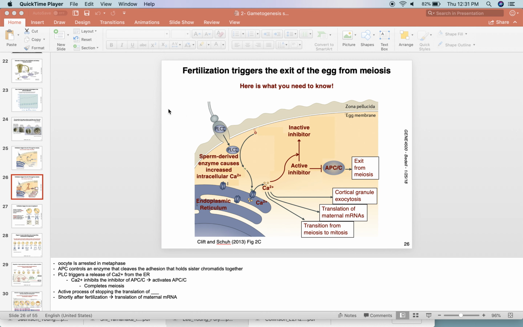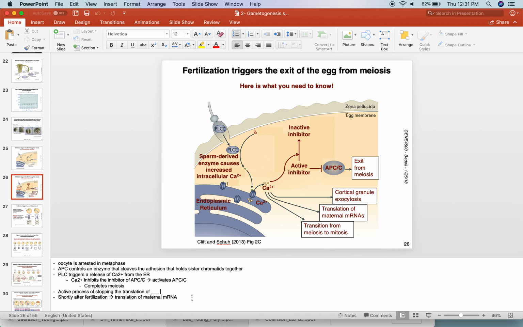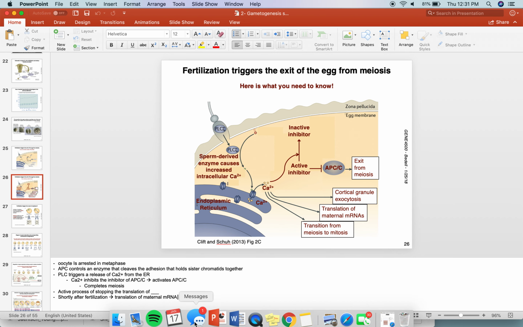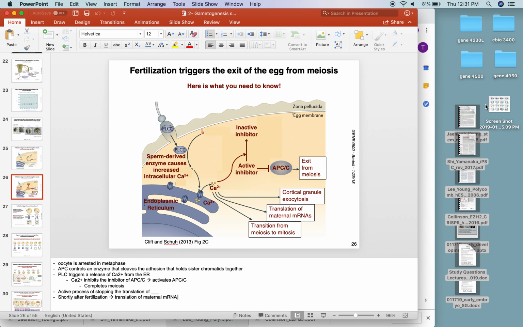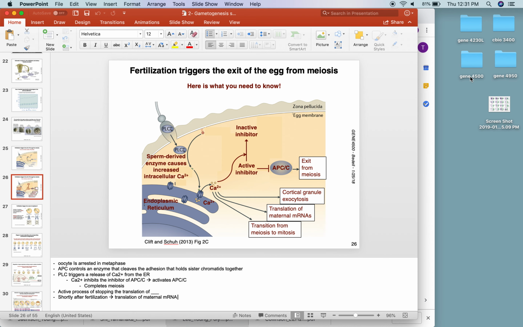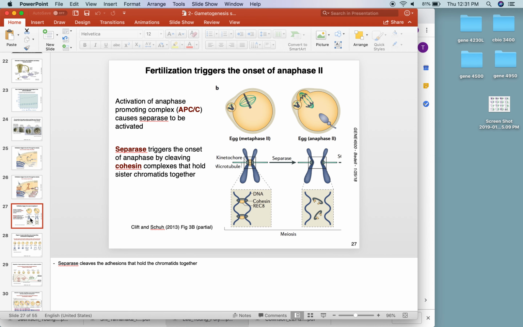I mean, this APC/C, that's the same APC/C that functions during mitosis and that functioned during meiosis 1. So there are some more commonalities here beyond just what's happening in the oocyte. Okay, so let's look at this in a little bit more detail.